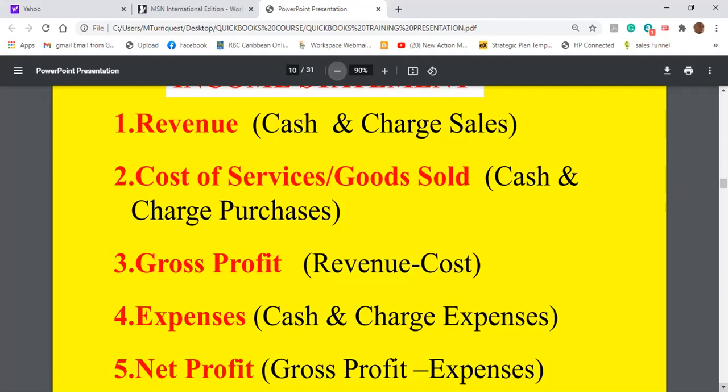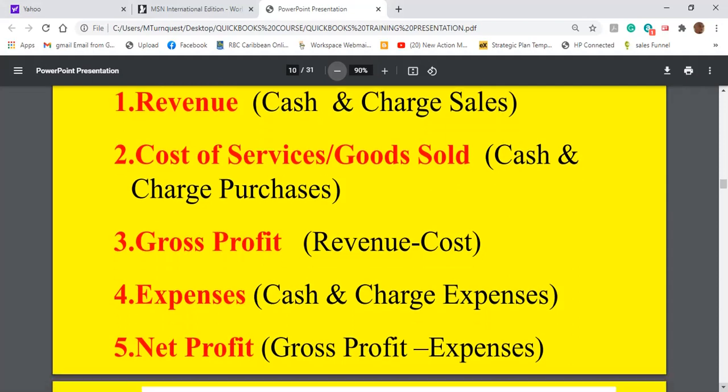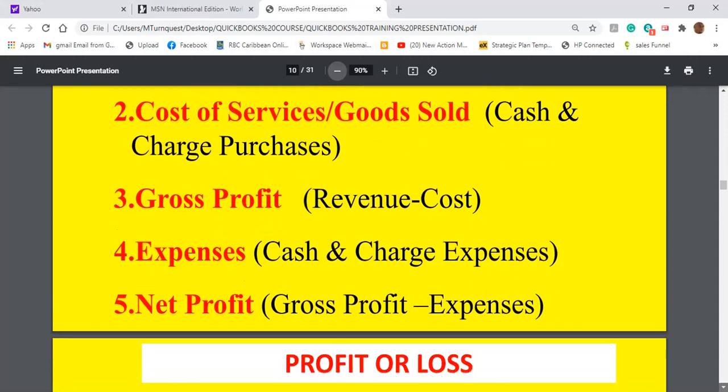Businesses must ensure that they have a significant amount of gross profit to take care of their 20 expenses that I discussed in the first class. That's the cash and charge expenses. Like indicated in the first class, the charge expenses are basically utilities, like water, electricity, and cable, and all those things that you will pay on a monthly basis after you charge them. And your net profit is your gross profit minus expenses.